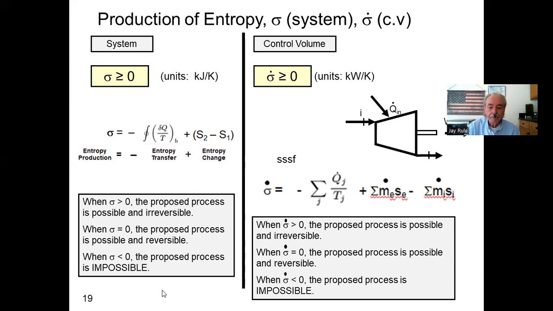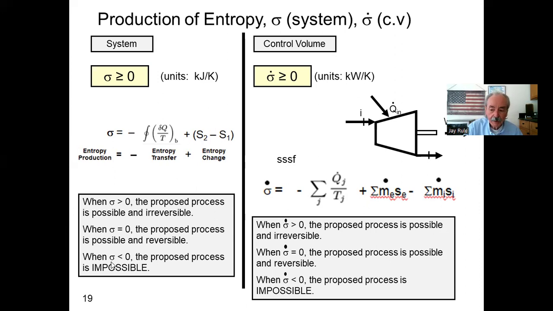And so then remember, a statement of the second law says when sigma is greater than 0, the proposed process is possible and irreversible. If sigma exactly equals 0, the proposed process is possible and reversible. In other words, that would be kind of like a Carnot cycle. It would have the performance just like a Carnot cycle.